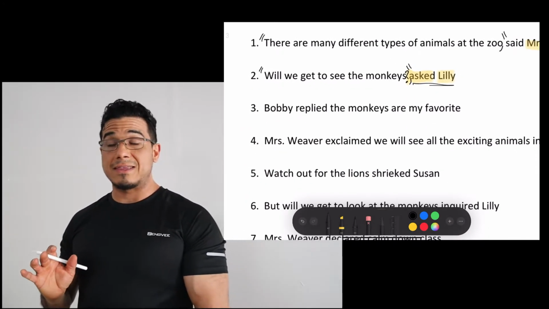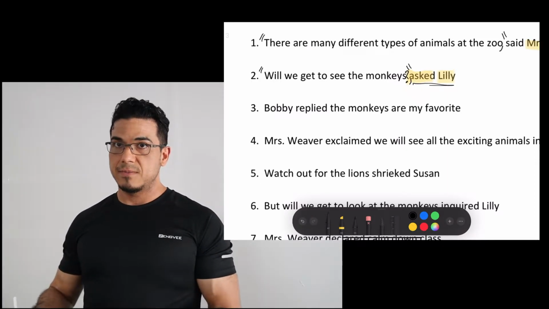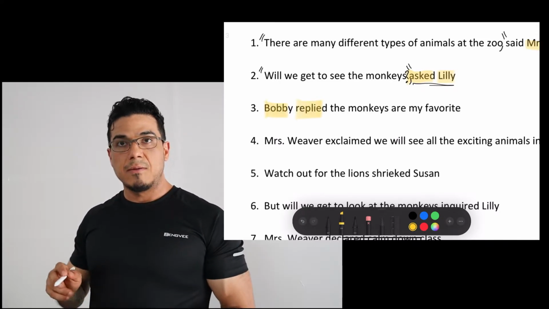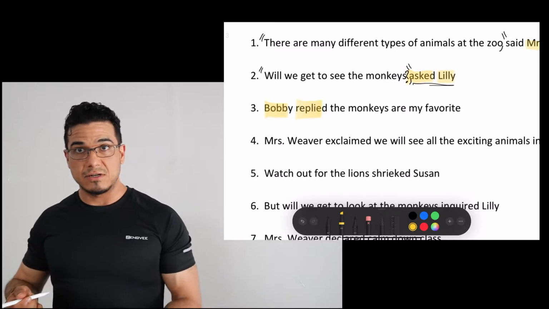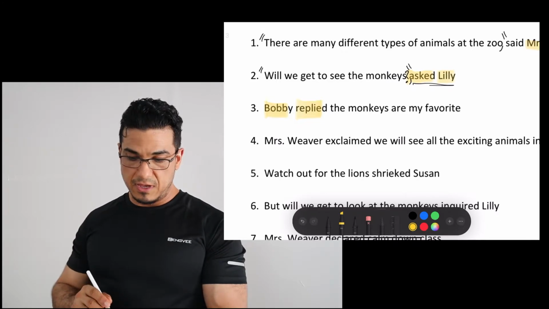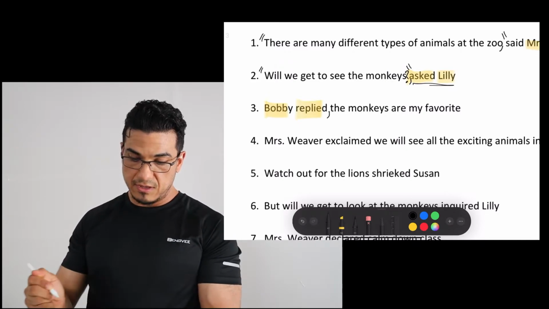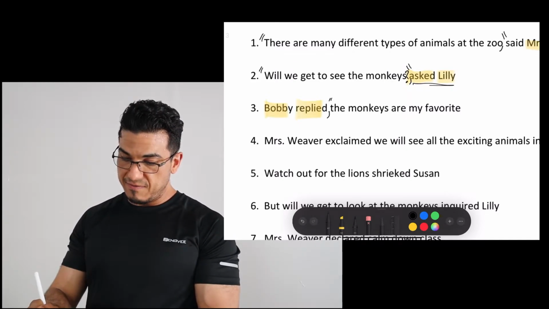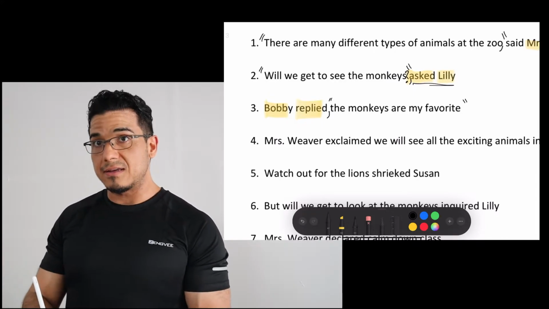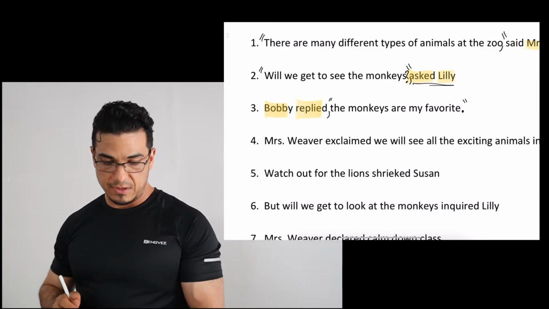All right, let's look at the third sentence, which reads, Bobby replied, "The monkeys are my favorite." So here we are giving credit to Bobby as having replied, meaning he's responding to someone else's question or to a thought or an idea. In this case, he's responding to her question, and his answer is, the monkeys are my favorite. So Bobby replied, I hear a pause, "The monkeys are my favorite." Now, that would be his statement. So I'm going to end his idea or his statement with a period, which will come before the quotation marks, not after.